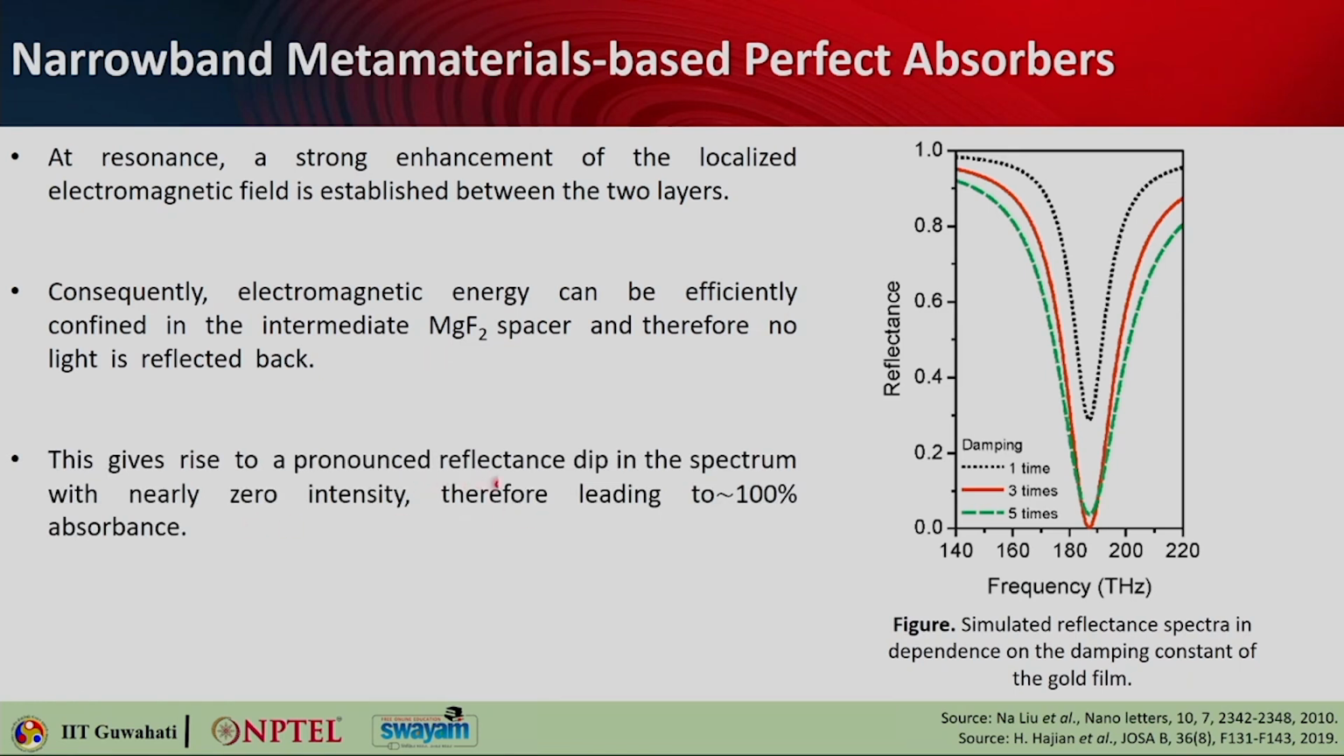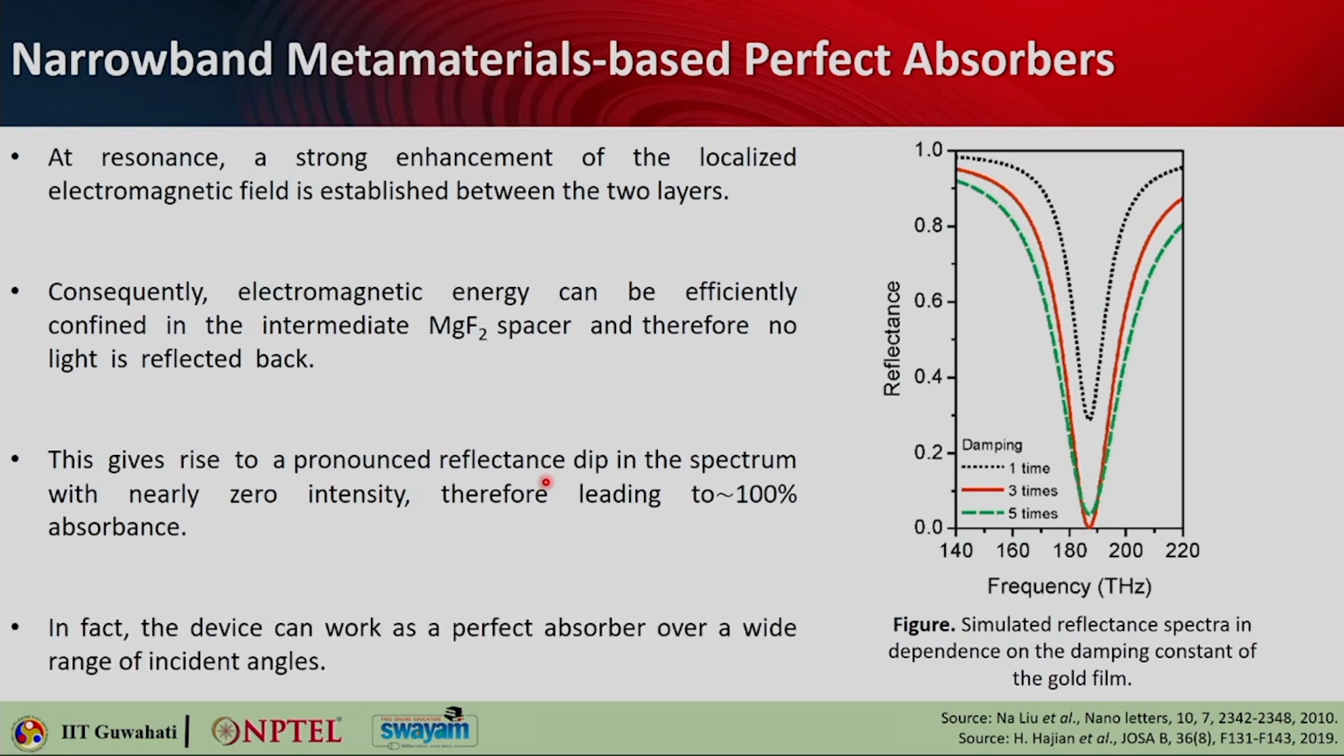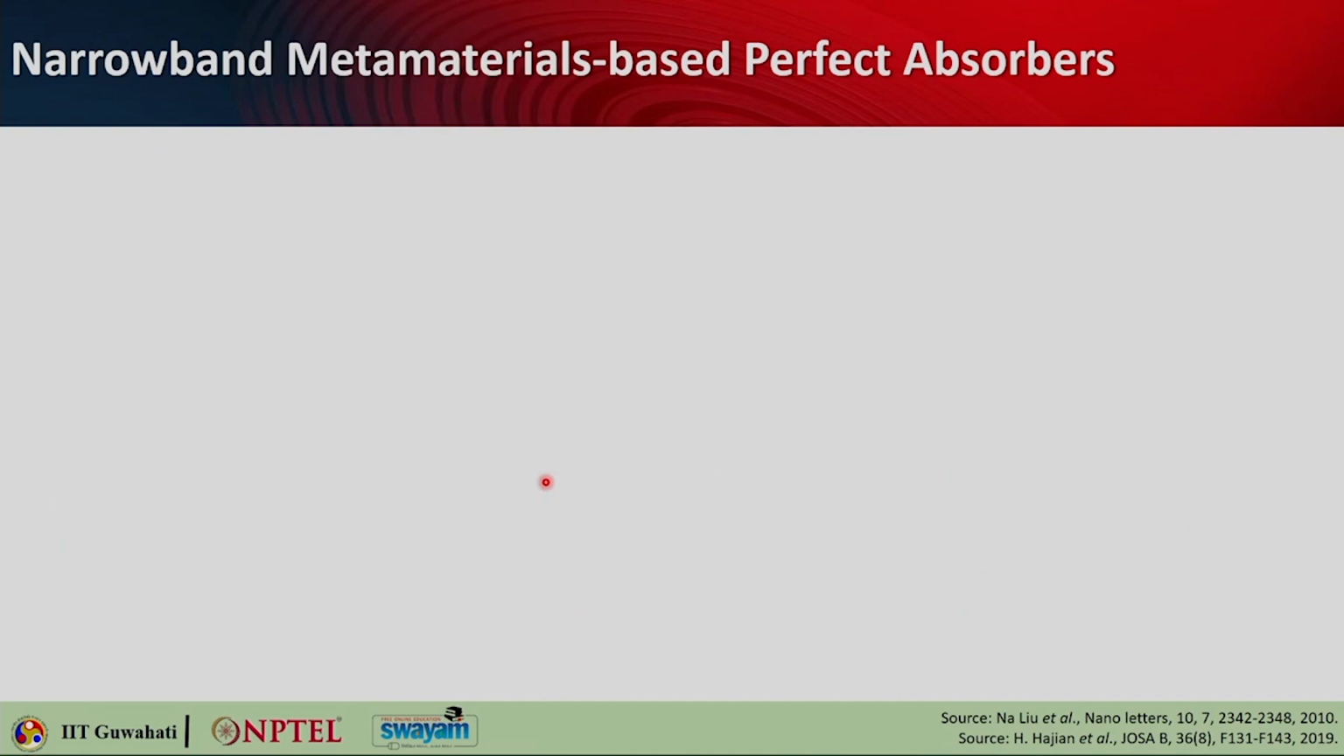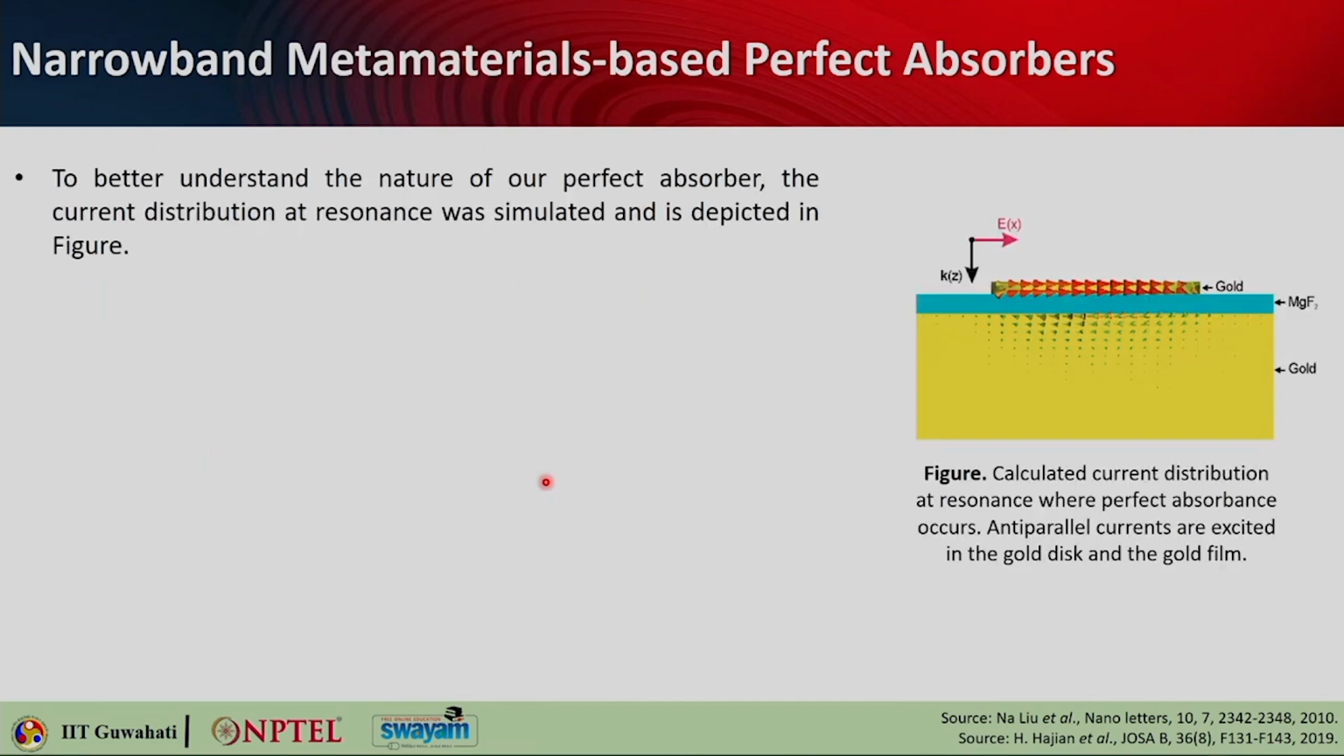This gives rise to a profound reflectance dip in the spectrum with nearly zero intensity, and that in turn gives rise to nearly 100% absorption. In fact, this kind of device works as a perfect absorber over a wide range of incident angles. Now, to better understand what is happening in this particular perfect absorber, we should look into the current distribution at resonance, which was simulated, and this is the figure that shows that.